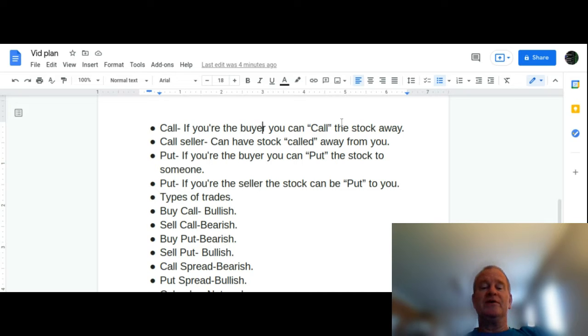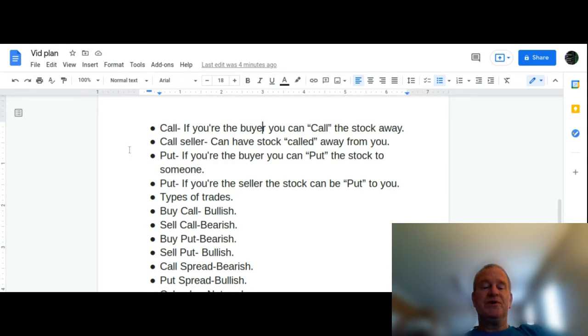In this example, you purchased the call, so somebody had to sell you that call. He was a call seller. He sold you a $50 call when the stock was 47. You were thinking it's going to go above 50. He was thinking it was not. Well, when the stock went to 55, you called it away from him. He is obligated to deliver those 100 shares at $50. Or you could just sell the call for profit. You don't have to actually physically take delivery of the stock, but that is an option for you.